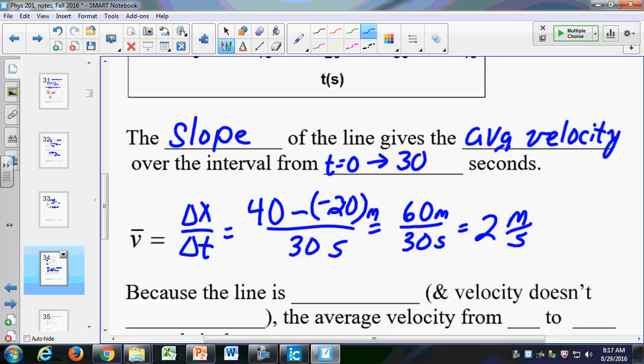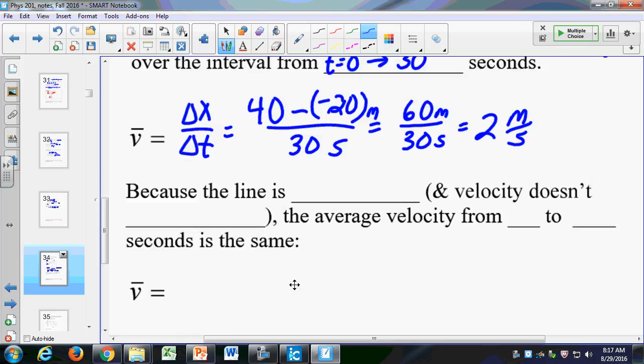All right. That's easy peasy, right? Okay. You'll have some graphs. You'll have to find the area or the slope of them. And in this case, you have to find the slope. Because this particular line is straight, or is linear, it's a straight line. That means that the velocity doesn't change. The average velocity from, say, 10 to 30 seconds is going to be exactly the same. Because over the course of that line, as that object is moving, the slope doesn't change. If the slope doesn't change, that means the velocity doesn't change. And so the average velocity will also be the same.